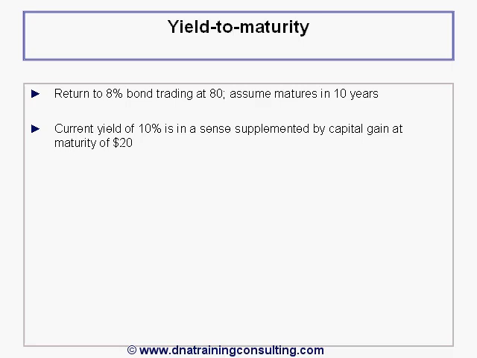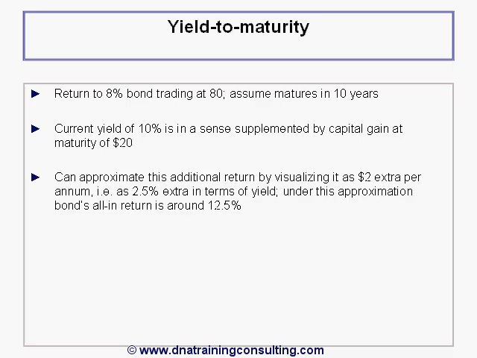You can approximate the value of this additional benefit in percentage terms by noting that a gain of $20 spread over 10 years represents a gain of $2 annually, which relative to a purchase price of $80 would amount to an additional 2.5% of yield. So in a sense, this investment represents an opportunity to earn annually over its life a return equal to the sum of the 10% current yield plus this 2.5% of additional return from the capital appreciation, giving an all-in yield to maturity, as it is called, of 12.5%.